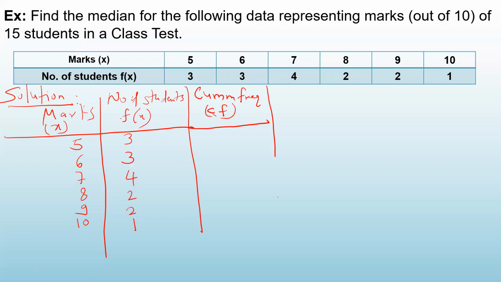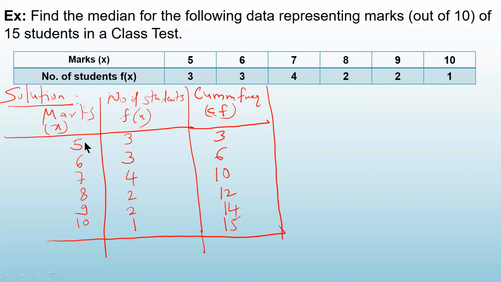First of all, we have to prepare the cumulative frequency column. As you know, the cumulative frequency for the first value will be the same as 3, correct? For the next one, 3 plus 3, that is 6. Then 6 plus 4, 10. Then 10 plus 2, 12. Then 12 plus 2, that is 14. And finally, 14 plus 1, that is 15. So I have prepared the cumulative frequencies.